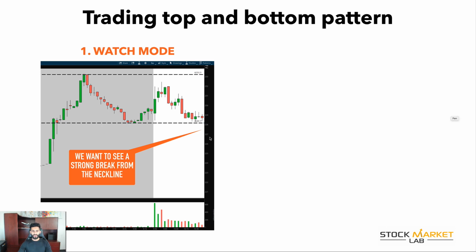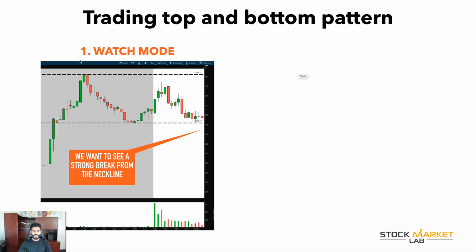Right now, we have no trade. We have 0 trades right now. The only thing we have is we know that this is potentially forming a double top. It has not completed the double top until it does what? It breaks this 228 mark. So as traders, we want to see a strong break from the neckline. This is the neckline. We are not looking to take on a trade until we see a strong move down. That's where we would take the trade.